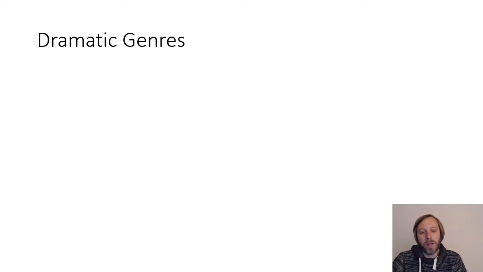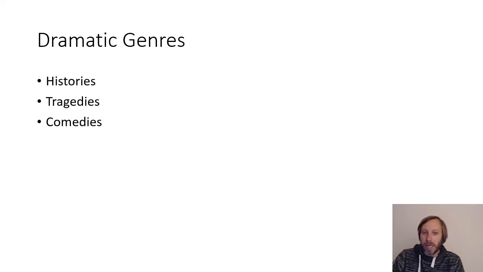All right, so in the next three videos, I want to take a look at a few specific plays in the early modern theater, and I want to structure this by moving along the main dramatic genres that existed at the time, both in terms of popularity and their literary worth. And these genres are, first of all, the histories, and then the more well-known genres of the tragedies and the comedies.